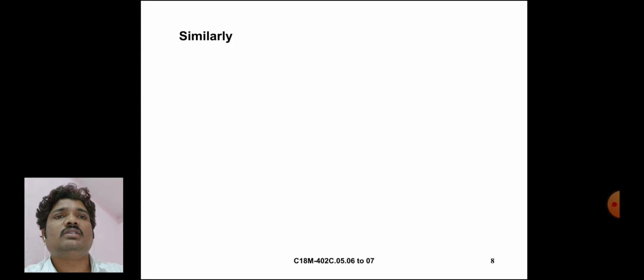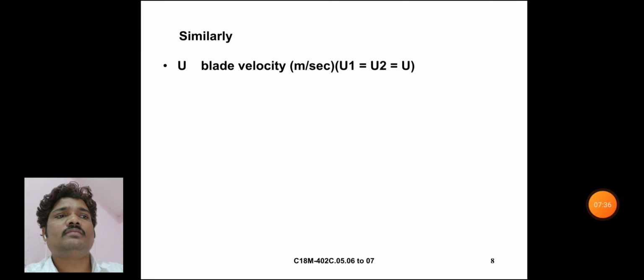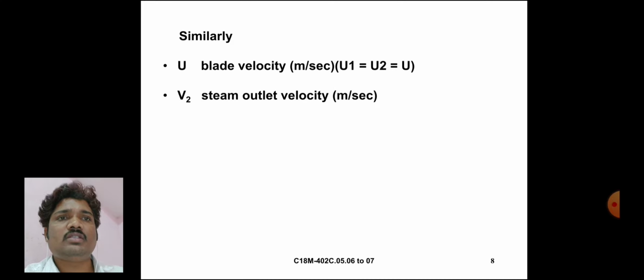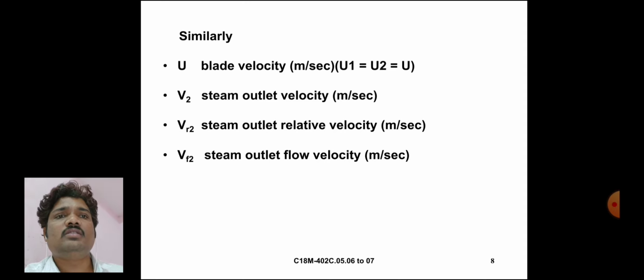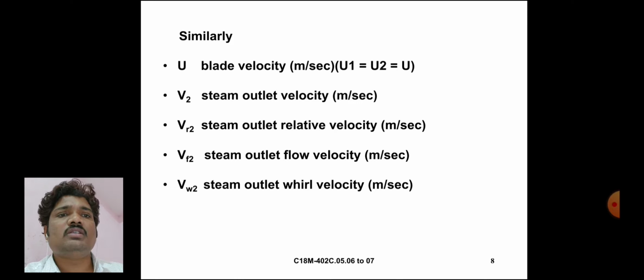Similarly, u is the blade velocity in meters per second, and u1 is equal to u2 is equal to u. V2 is the steam outlet velocity in meters per second. VR2 is the steam outlet relative velocity. VF2 is the steam outlet flow velocity. VW2 is the steam outlet whirl velocity in meters per second. Beta is the steam outlet angle.